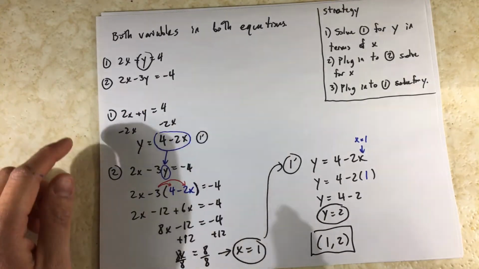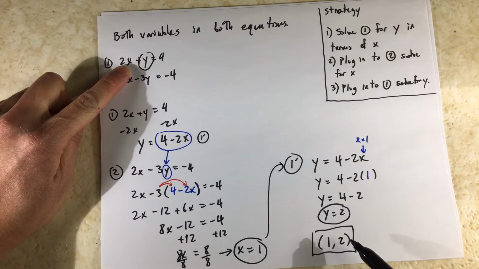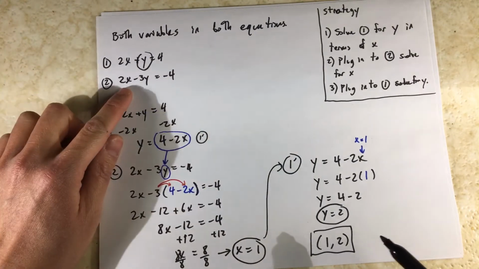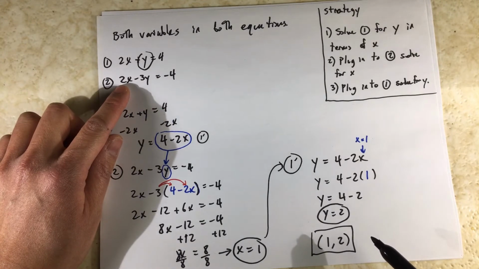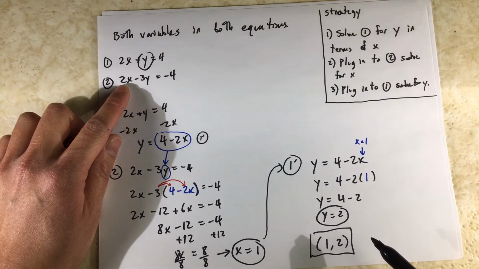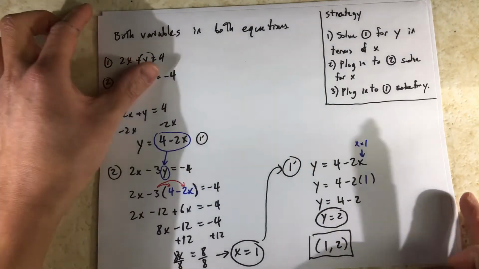What you can also always do is check this. If I do x equals 1, 2 times 1 plus 2 is 2 plus 2 is 4. That's great. And then for the other, 2 times 1 is 4, minus 3 times y is 6. Oh, wait, did I do this wrong? No, I'm sorry. 2 times 1 is 2, minus 3 times 2 is 6. So 2 minus 6 is negative 4. Okay, so both of those look good.